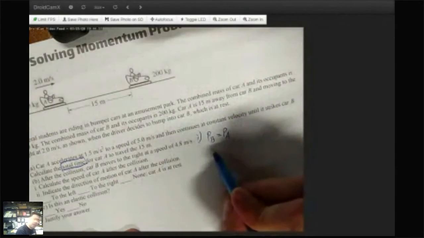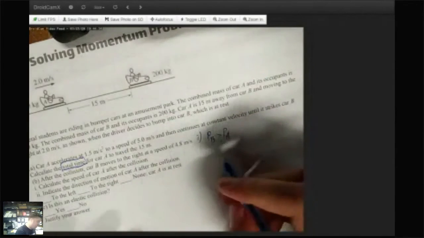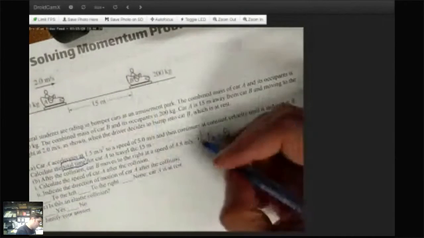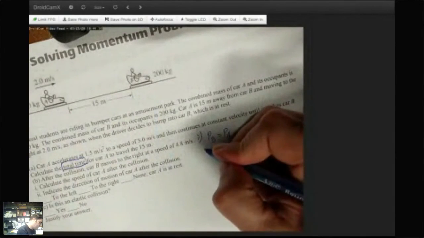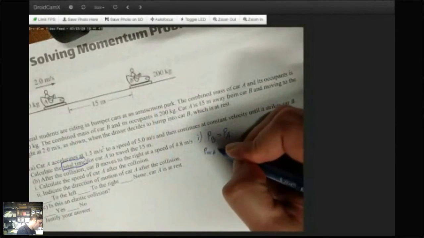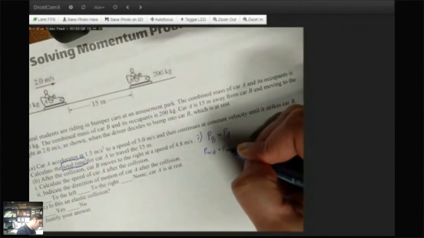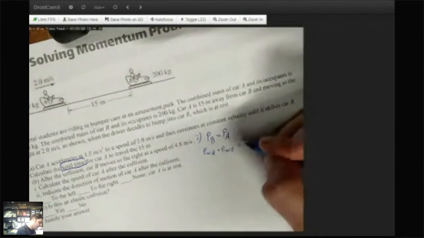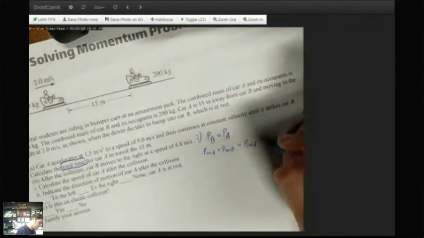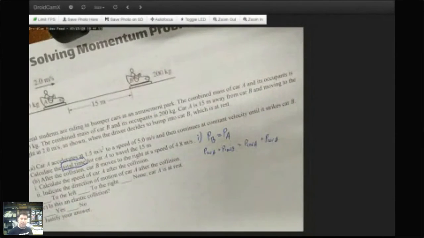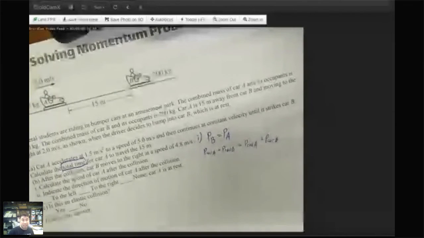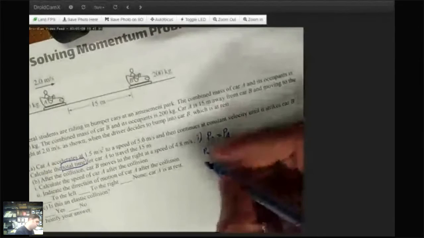So beforehand, we've got two objects. I've got car A and car B. So the momentum of car A plus the momentum of car B beforehand must equal the same things afterwards. We're not combining anything together. There's no indication in here that we are stuck together or anything like that. So it looks like we just have to treat it as two objects here.